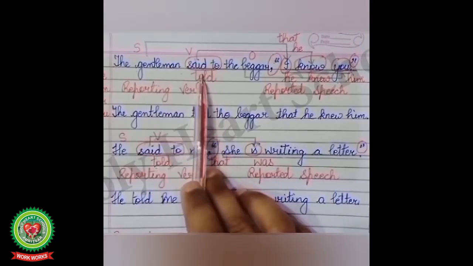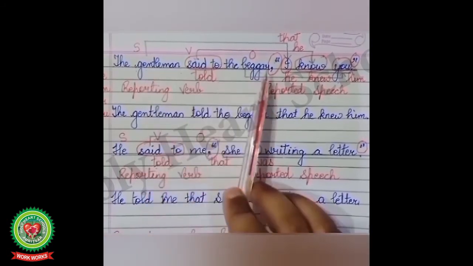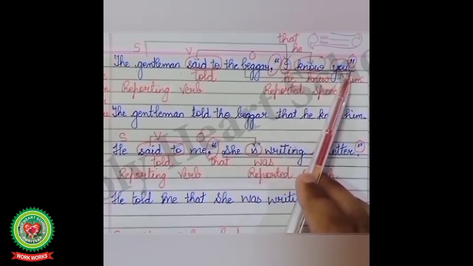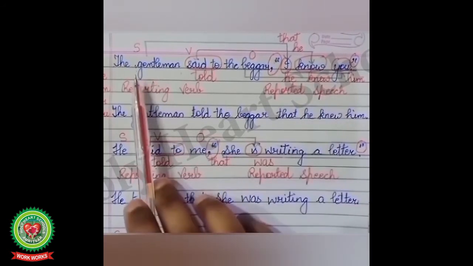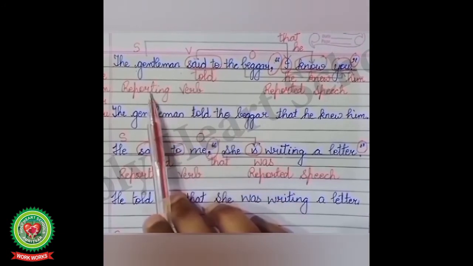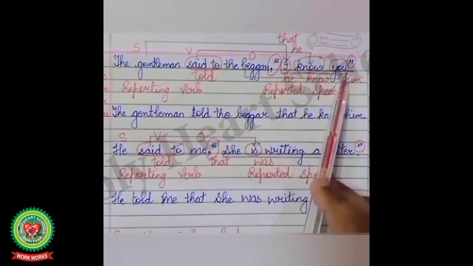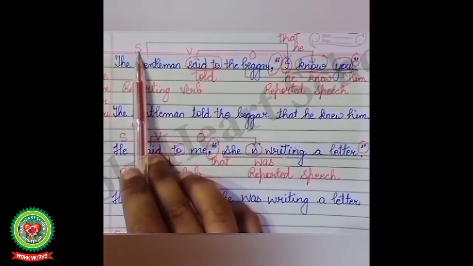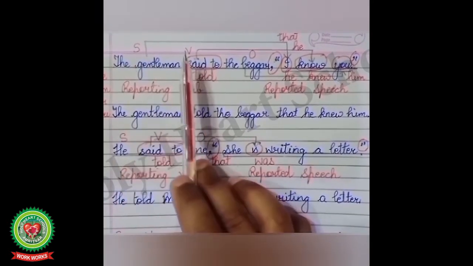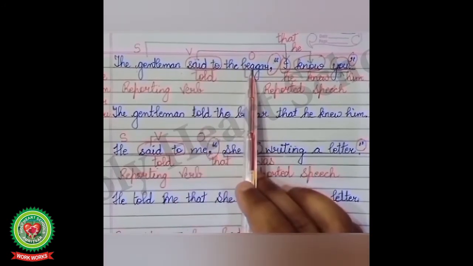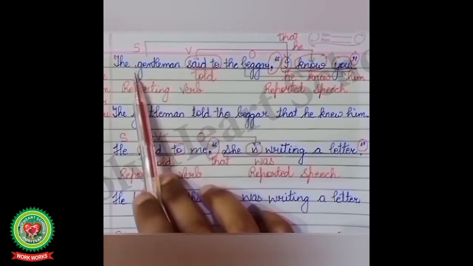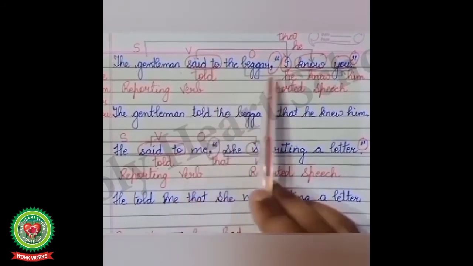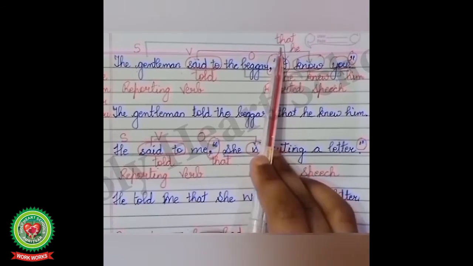Look at example number 1. The gentleman said to the beggar, comma, inverted commas start, I know you, full stop, inverted commas close. The gentleman said to the beggar, reporting verb. I know you, reported speech. Who, the gentleman, so subject. Said, action word, so verb. To whom, the beggar, so object. Said to changes into told. In place of inverted commas, we use the word that.